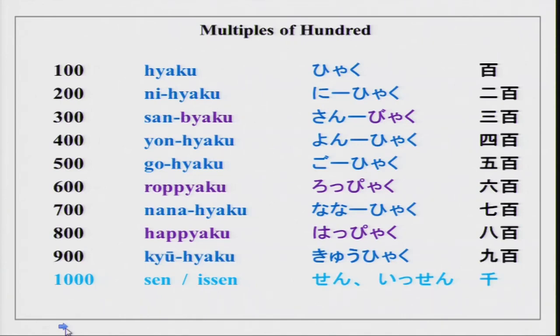So, well, now you must remember, for sambyaku, for roppyaku and for happyaku, the reading changes to byaku and pyaku respectively. Instead of hyaku, we have these other readings which we have to remember. Try to practice loudly and it will be easy.